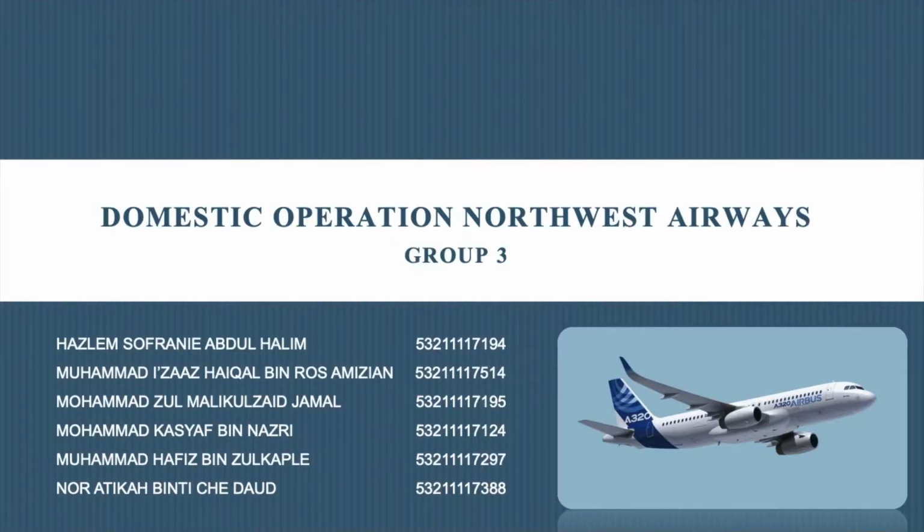Today, we'll be presenting about Domestic Operation Northwest Airways. So, today our group will be presenting the difference of ATR 72 and A320. Next.